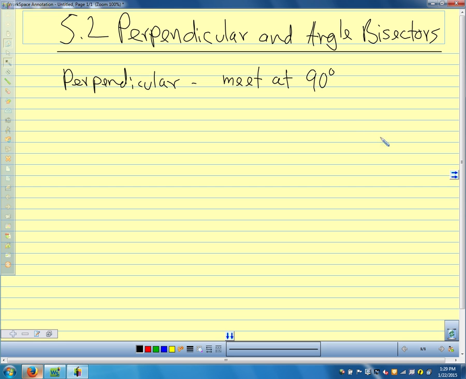And do we remember what our symbol for perpendicular is? It's like an upside down T. So when we write that, that's what we mean, perpendicular. How about bisector? Let's break it down. What's bisect mean? Cuts in half. So a bisector is something that cuts something else in half. So we're going to talk about perpendicular bisectors and angle bisectors.